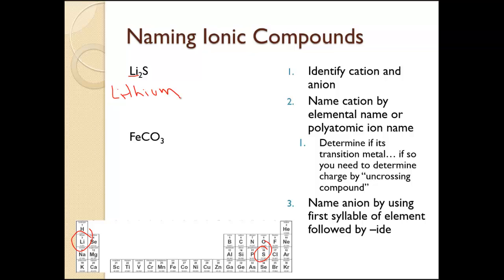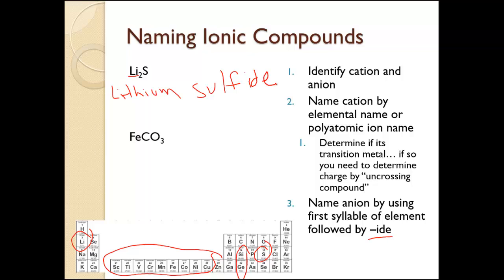Determine if it's a transition metal. It's not a transition metal. Transition metals would be in here and in here. So since it's not a transition metal, I can go on to the next step. Name the anion using the first syllable of the element. So sulfur is sulf. And then ending it with ide, so sulfide. So this is lithium sulfide.